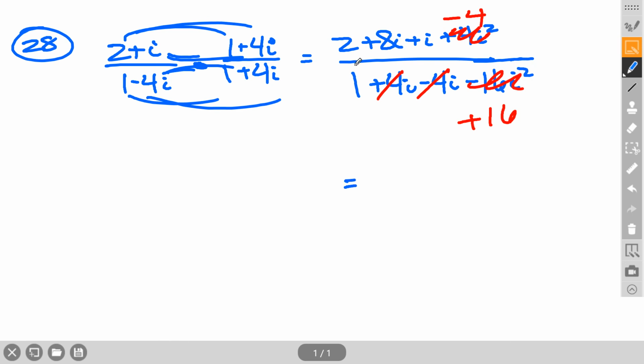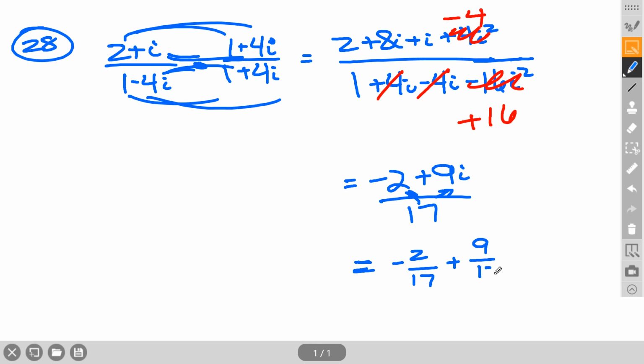So on the top I can combine the real parts, 2 minus 4, which is negative 2. I can combine the imaginary parts, 8i and 1i, which is 9i. On the bottom I have 1 plus 16, which is 17. And now, last step, split the denominator so that I have the real and imaginary parts. So I have negative 2 over 17 plus 9 over 17 i.